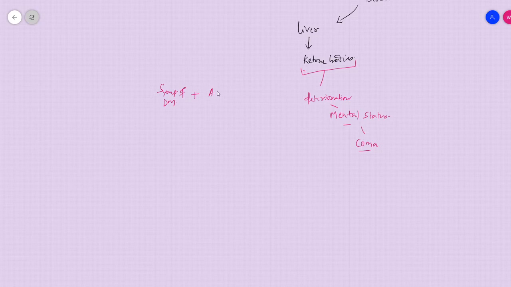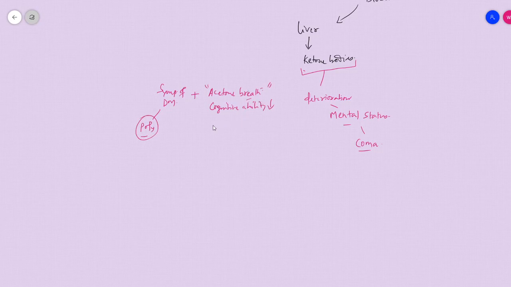So one would be acetone breath. People with ketosis will have a typical acetone breath, and there can be, as we said, deterioration of mental status. Cognitive ability may decrease. And what are the symptoms of diabetes mellitus? We have said the polys: polyuria, polyphagia, polydipsia.